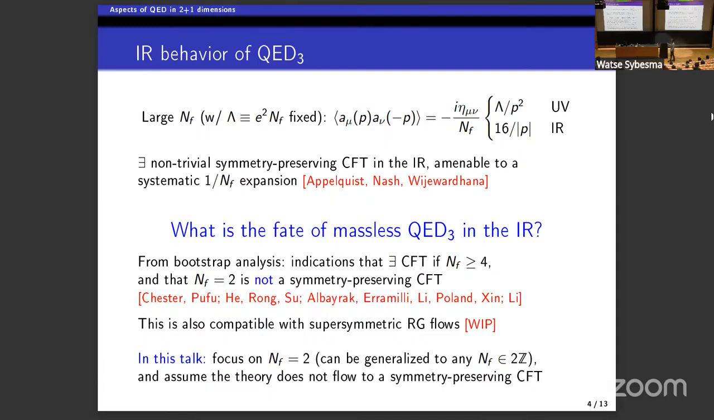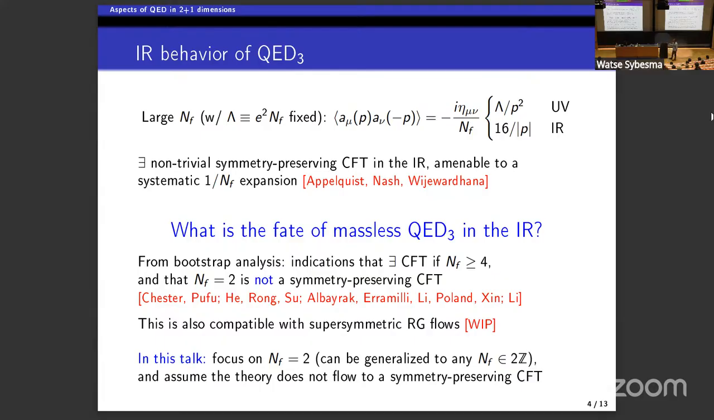So the theory is indeed a conformal field theory, and it's amenable to a systematic 1 over NF expansion, and you can compute whatever you want at any order in 1 over NF. So now the question is, what is the fate of the theory for intermediate values of NF? Now, as I said, we have to resort to some other techniques, like numerical techniques and bootstrap analysis, which tell us that there are very strong indications that the theory flows to a CFT for any NF greater than 4. Remember, I'm focusing only on even NF, whereas NF equal to 2 is not a symmetry-preserving CFT.